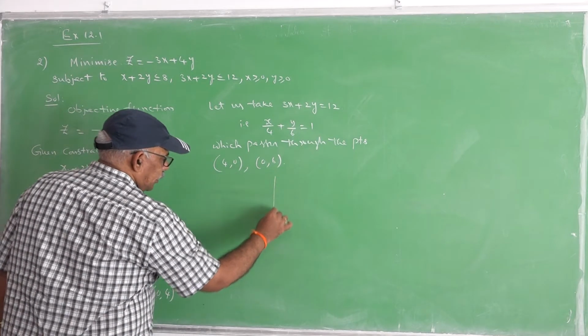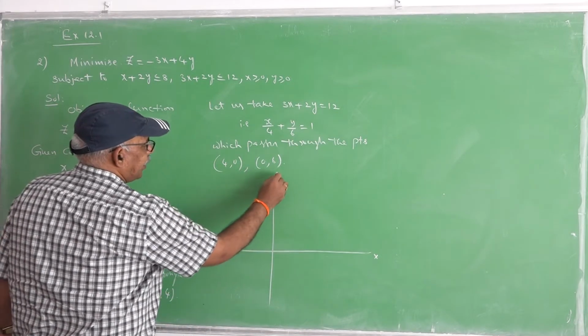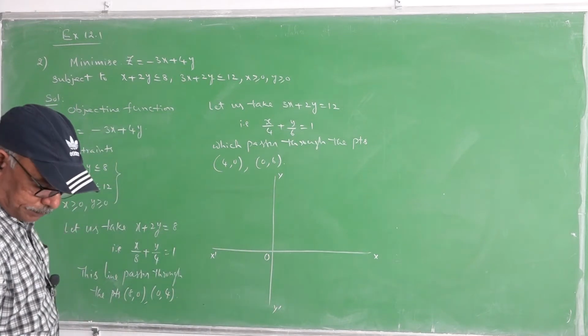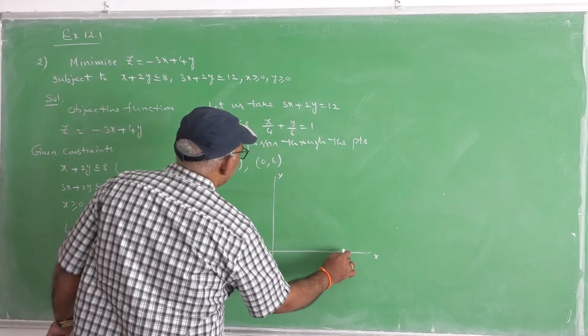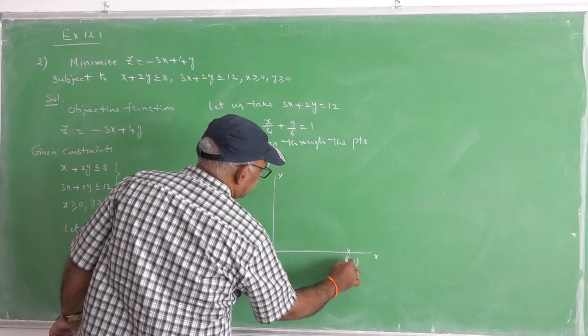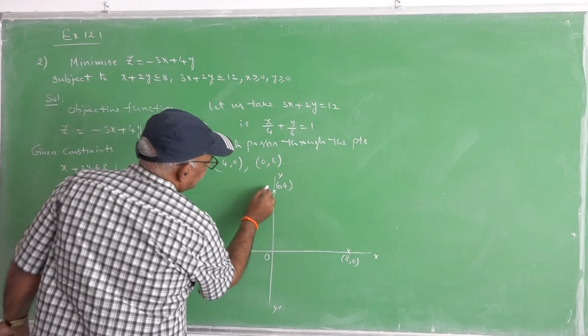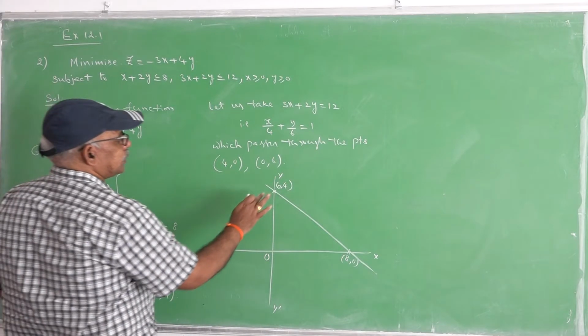Now, I will draw the feasible region here. Let us find the feasible region by sketching the graph of these lines and inequalities. So, the line x plus 2y equal to 8 passes through 8, 0. This is 8, 0 and the other point is 0, 4. Okay. This is one such line.